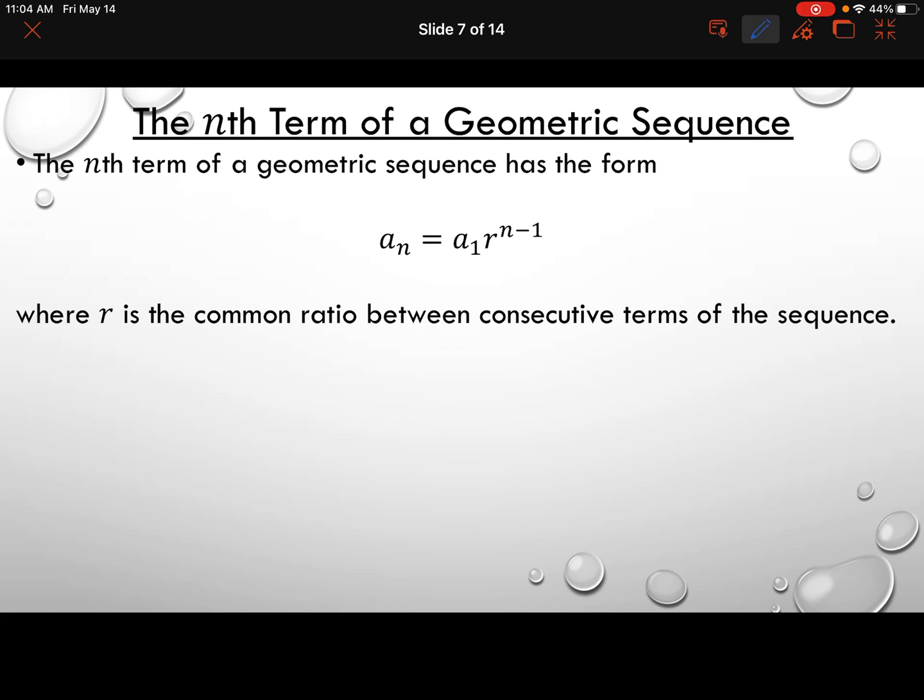So the nth term of a geometric sequence, the nth term of a geometric sequence. Oh, wait a second here.